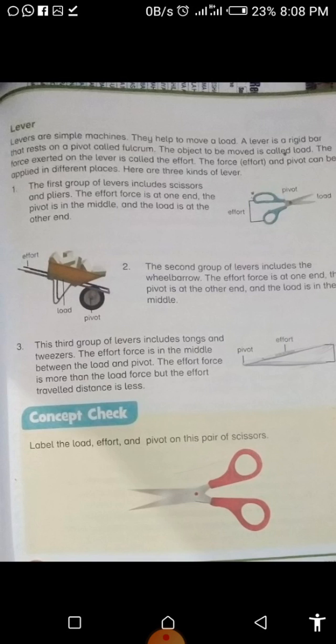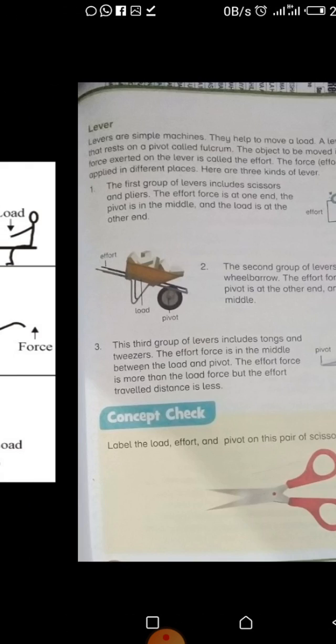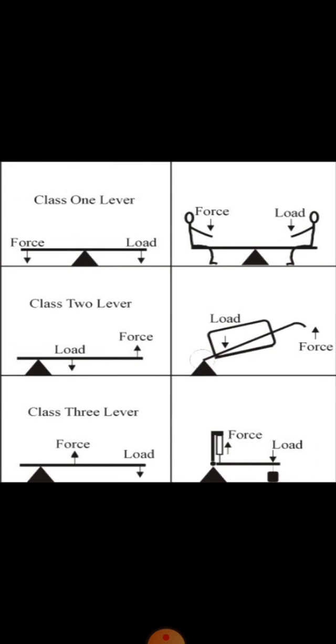The effort force is in the middle between the load and pivot. You can see in the first picture the fulcrum is between the effort and load. Clear? And on the other side you can see seesaw is the example of the first class of lever. In the second class of lever, the load is between the effort and fulcrum, where we are applying force, that is also called effort. So the load is between the effort and fulcrum. And in the third class, effort is between the load and fulcrum.